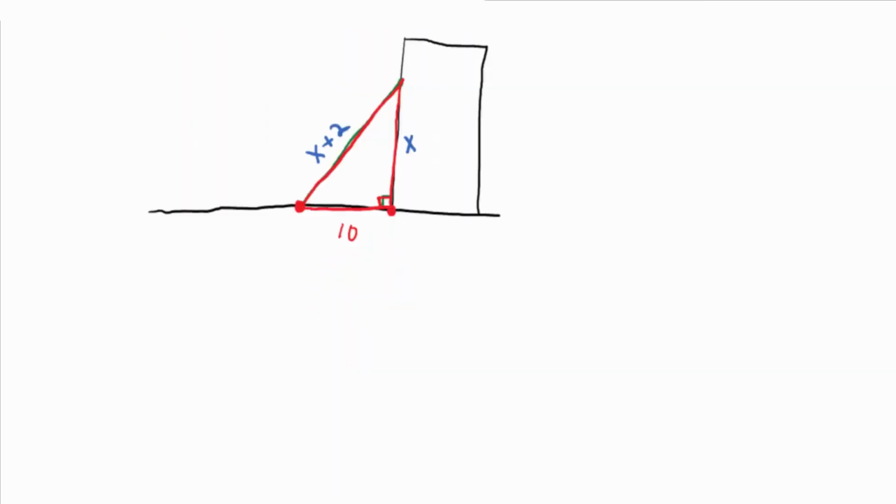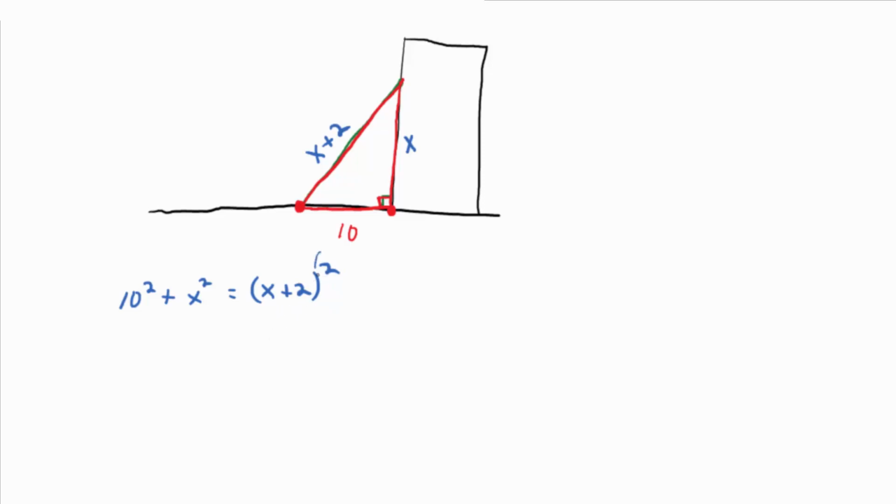Now, can you guys, for me, use the Pythagorean theorem to create an equation relating x plus 2, x, and 10? 10 squared plus x squared equals x plus 2 squared. That is just the Pythagorean theorem. Does everybody see that? The sum of the squares of the two legs is equal to the square of the hypotenuse. What am I going to have to do with this x plus 2 quantity squared?